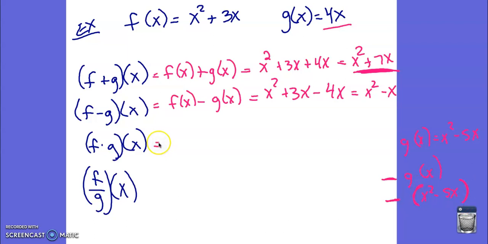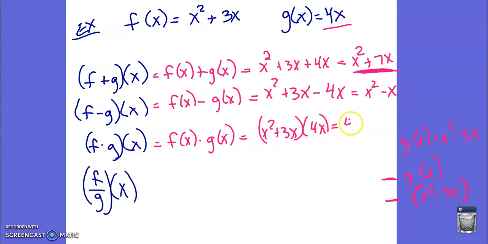All right, so f times g of x is literally taking f of x times g of x. So you're going to take x squared plus 3x, that's f of x, and then you're going to multiply it by g of x. And then you're just going to use the distributive property, so it's 4x cubed plus 12x squared.